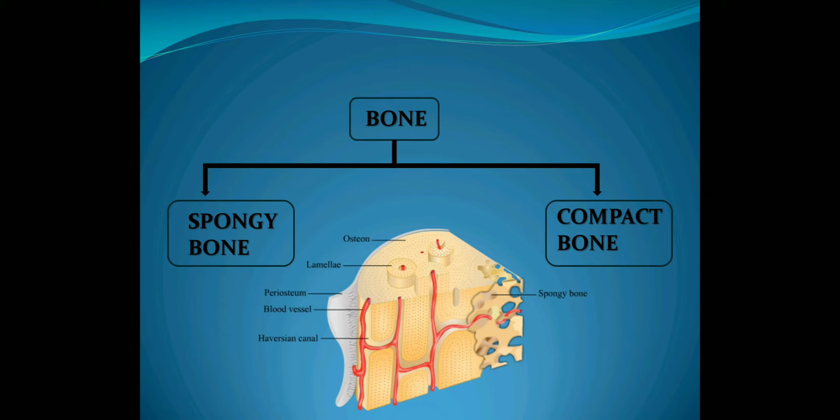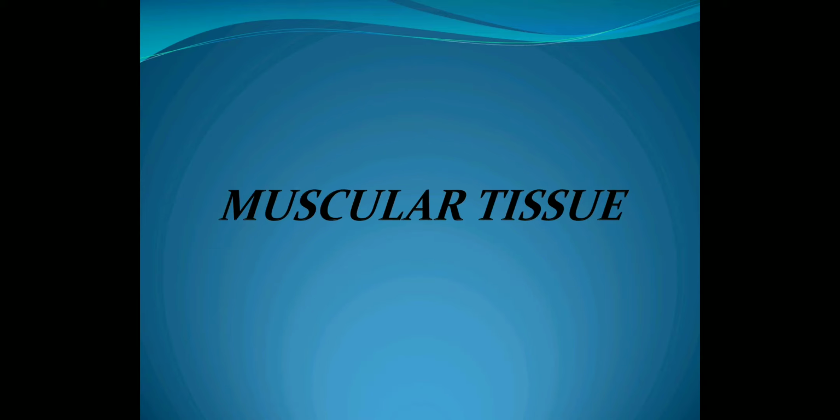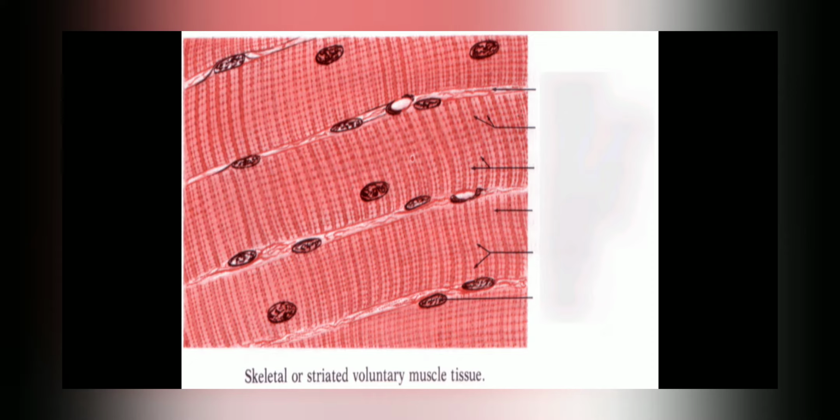Now coming towards the next part, that is muscular tissue. Talking about muscular tissue, we know it consists of different types. First, let's study the introduction of muscular tissue and then we'll study the types of muscular tissues. Now, talking about the introductory part, you'll find the cells of this tissue are elongated and are called muscle fibers. Each muscle fiber is covered by a membrane called sarcolemma.